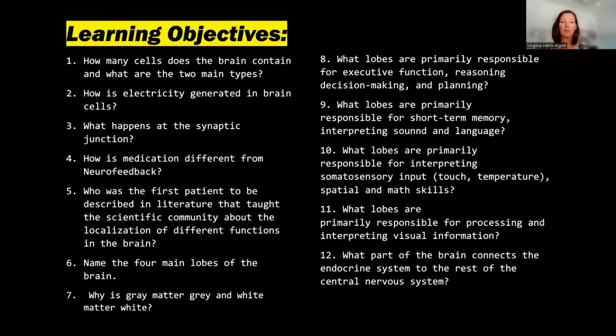What lobes are primarily responsible for executive function, reasoning, decision-making, and planning? What lobes are primarily responsible for short-term memory, interpreting sound, and language? What lobes are primarily responsible for interpreting somatosensory input, meaning touch and temperature and feel, as well as spatial and math skills? What lobes are primarily responsible for processing and interpreting visual information? And finally, what part of the brain connects the endocrine system to the rest of the central nervous system?